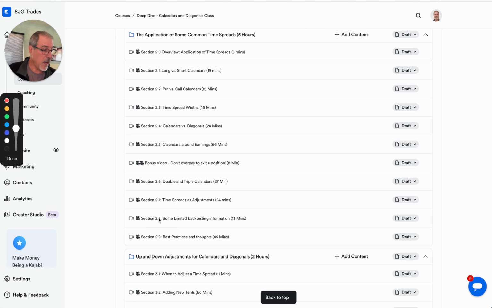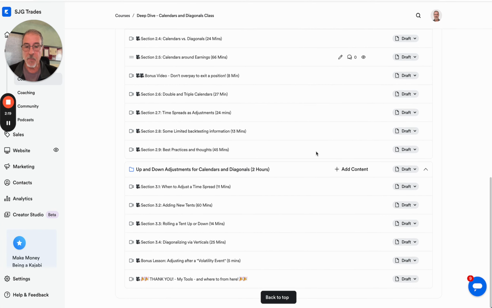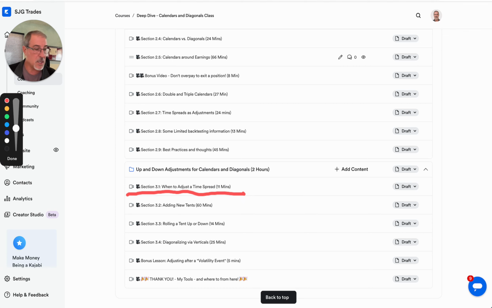Let's see, then we're going to look at, I've got a little backtesting information in here for you, and then a whole section on what I'll call best practices around time spreads and diagonals. Now I have to turn this off here to scroll up, and then we'll get to the rest of it. So this is where we start getting into adjustments. How do you know when to adjust? Adding new tents into a calendar or a diagonal, rolling a tent up or down in the market, kind of like what we do with butterflies, but there are reasons for when and why to do that.